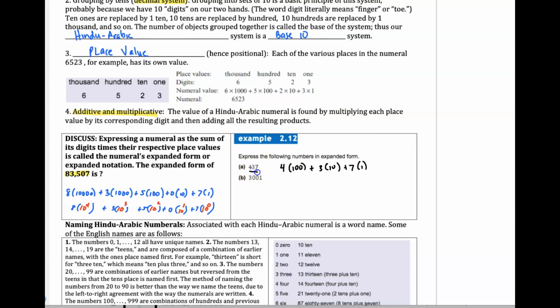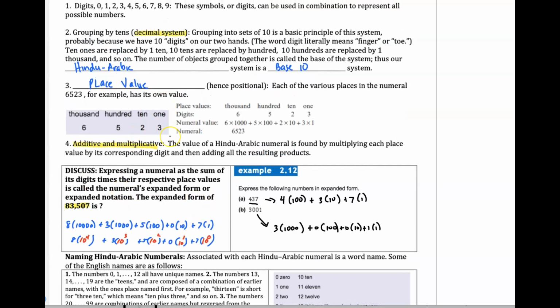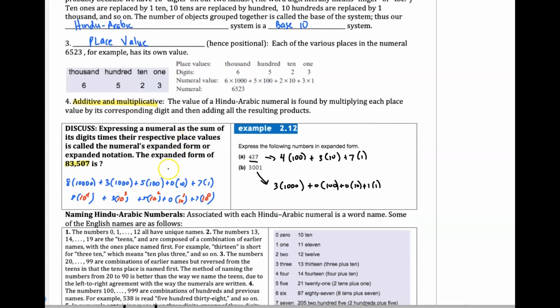It's a shortcut notation. And then this one here, 3,001, is 3 thousands, 0 100s, 0 10s, and then 1 1. And so we have those two expanded forms for our numbers in our place value system, which again is the Hindu Arabic or the decimal system, or we say in base 10.